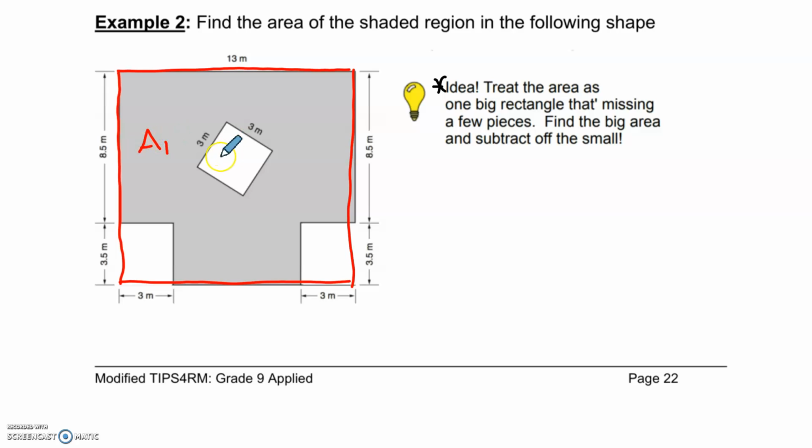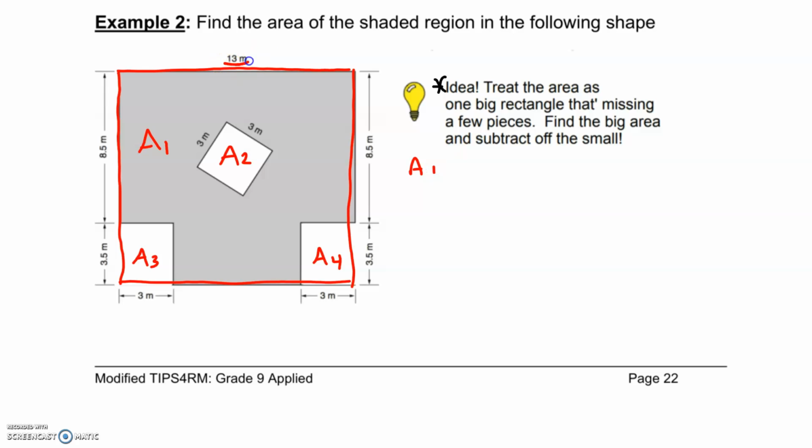And then this square inside will be area 2. This corner will be area 3, and this corner will be area 4. So if I find the big rectangle, and then I find the 3 smaller ones, I just have to subtract the smaller ones, and what will be left is the gray shaded part. All right, let's start with area 1.